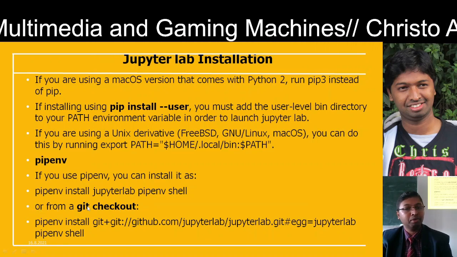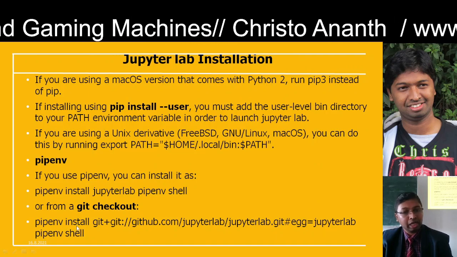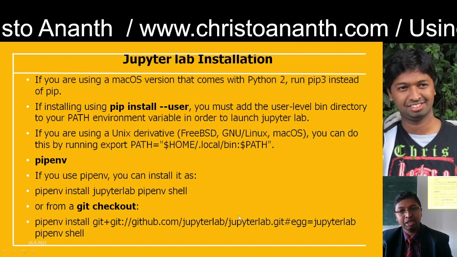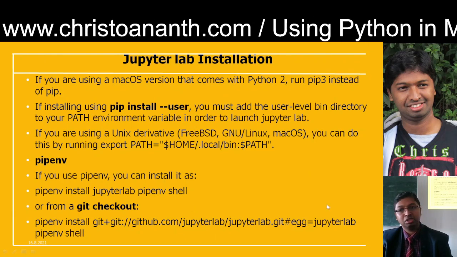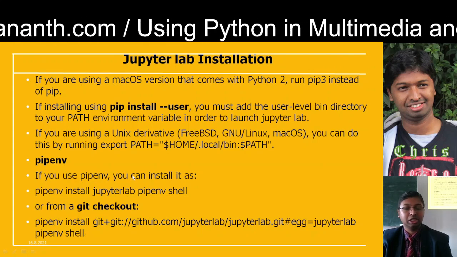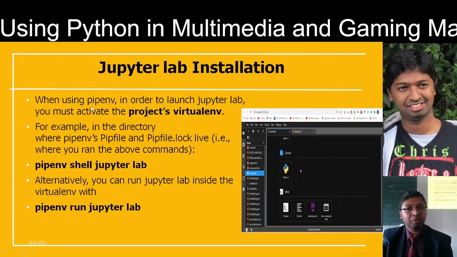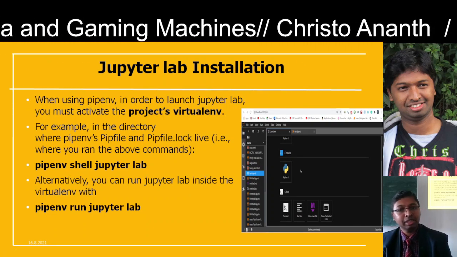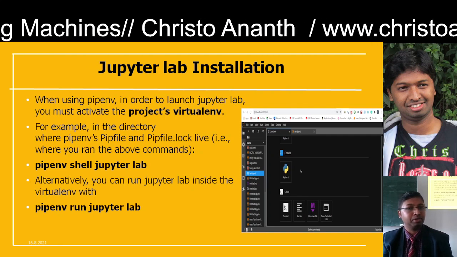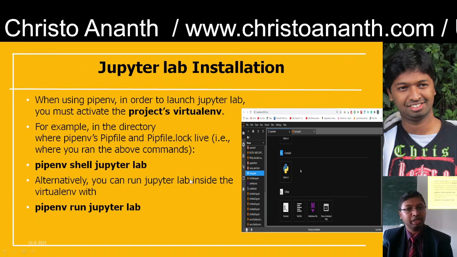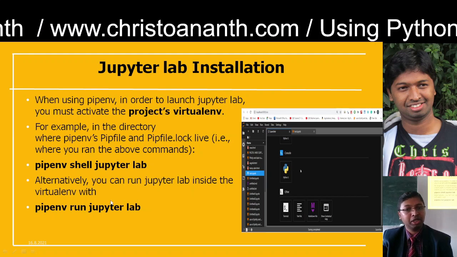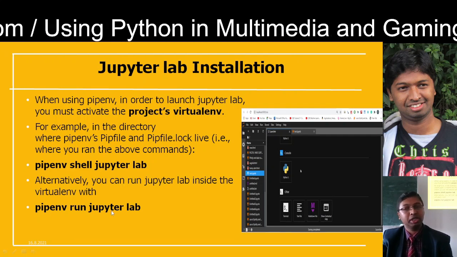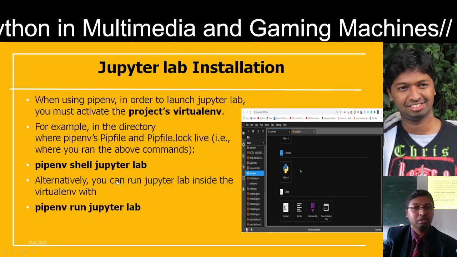Or you can install from a git checkout: pipenv install git+https://github.com/jupyterlab/jupyterlab.git#egg=jupyterlab, then pipenv shell. When you are using pipenv, in order to launch JupyterLab, you must activate the project's virtual environment: pipenv shell, then jupyter lab. You can also run JupyterLab inside the virtual environment with pipenv run jupyter lab. This is how you are going to execute it.